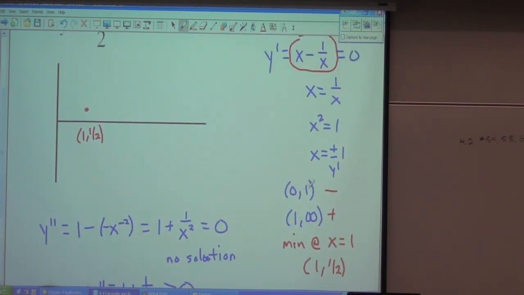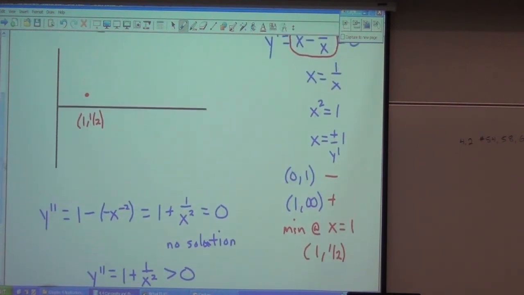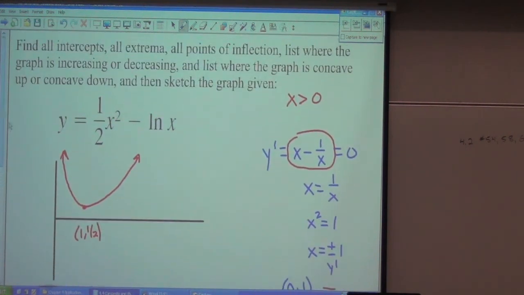The graph decreases from 0 to 1, increases from 1 to infinity. And notice too, the first derivative was 0 at 1, and the second derivative was positive. If the first derivative is 0, second derivative is positive, it's concave up. So this graph has to come over here, go up like this, decreasing down here, concave up, and then it's going to increase, be concave up. So it should look something like that. And look, we went back to the original thing trying to find the x-intercepts. There is no x-intercept.